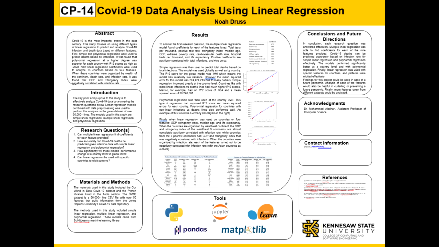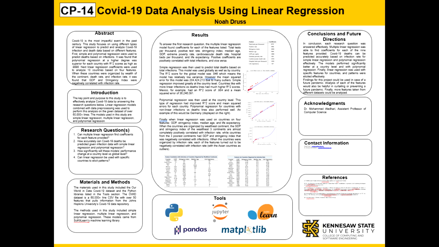To answer my first research question, I was able to successfully find coefficients for each of the 9 features provided. To answer my second and third research questions, I found that deaths could be predicted very accurately based on the number of infections, both at a country level and at a global level. At a country level, it was much more accurate, and using polynomial regression at a country level, it was even more accurate. It was incredibly accurate at that level.